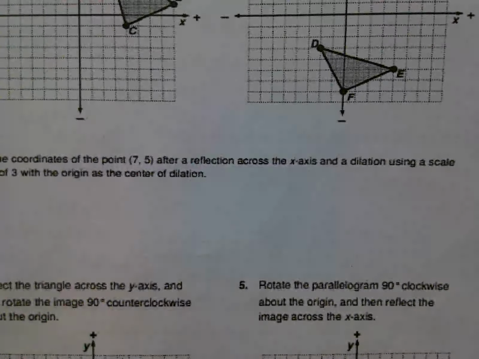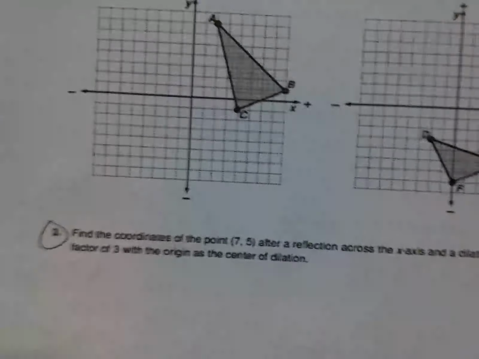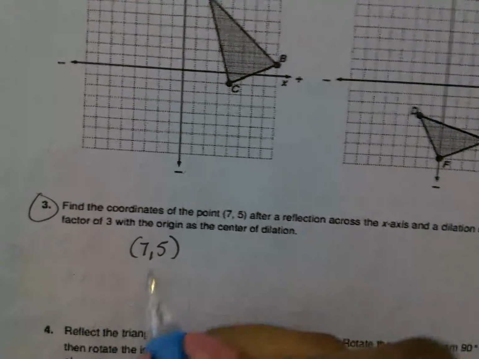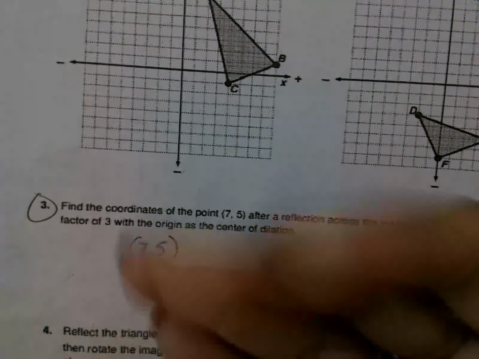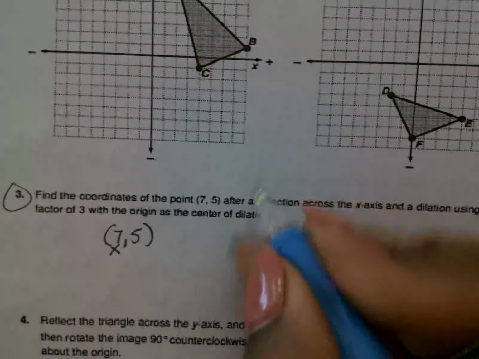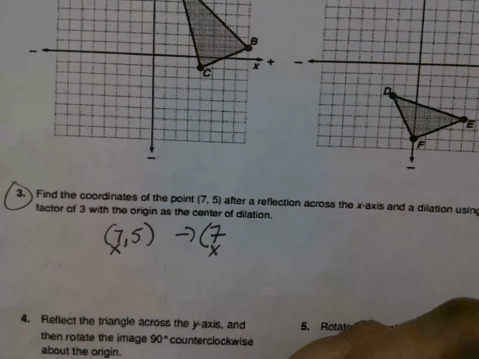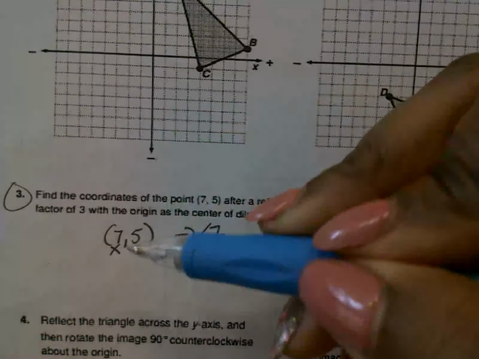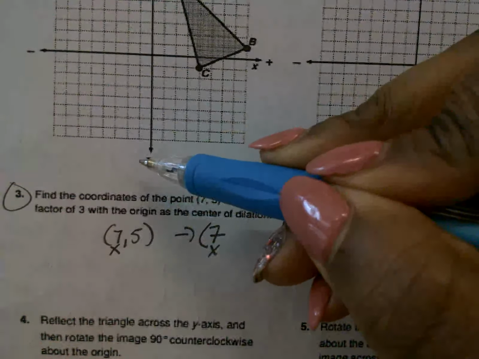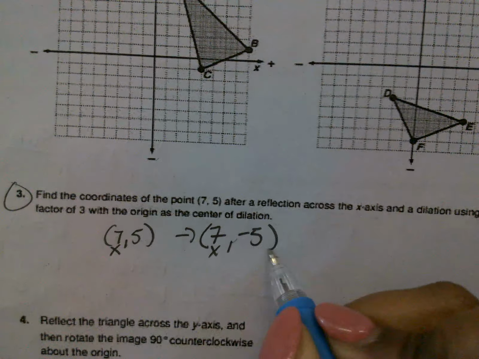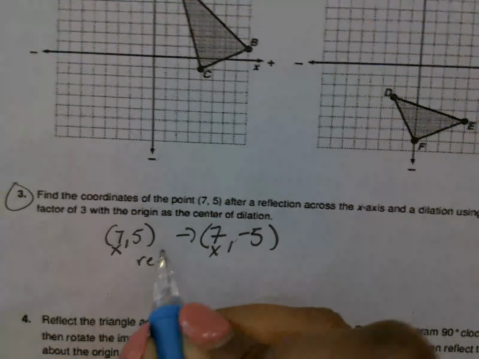All right. It says the coordinates. I'm going to rewrite the coordinates that they want you to translate. 7, 5. They want you to reflect it over the x. So since you're reflecting it over the x, you're flipping it over the x. The x is going to stay the same. So my x is still going to be 7. But now, since I'm flipping it over the x, instead of it being 5 units up, it's going to be 5 units down. So this is going to be a negative 5. This is reflection over the x.